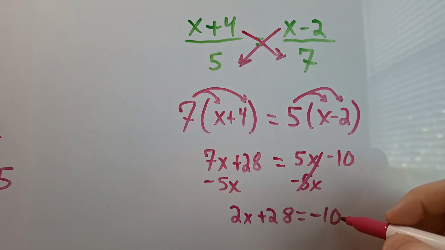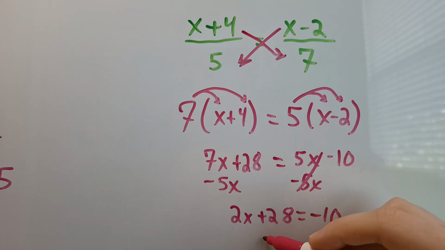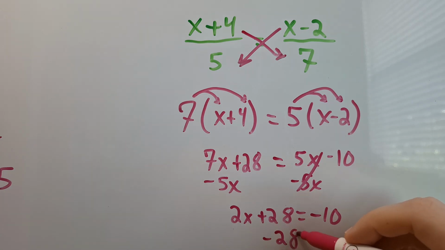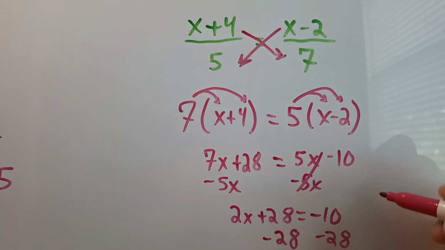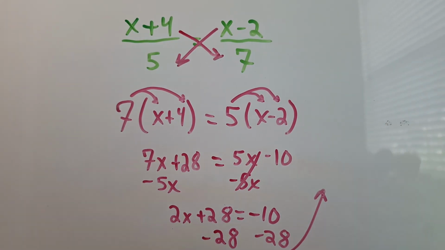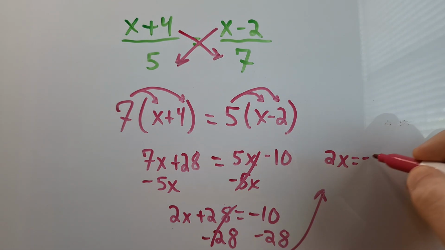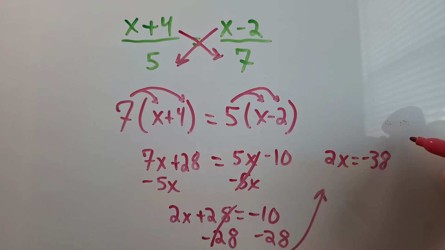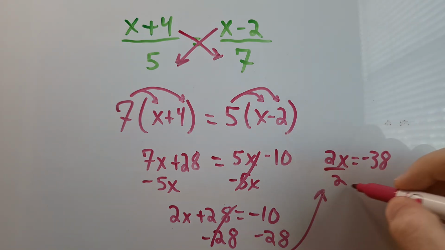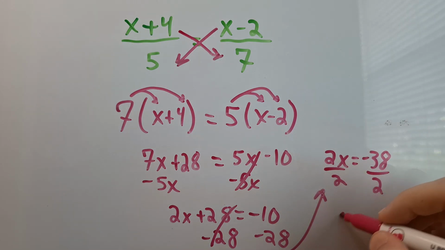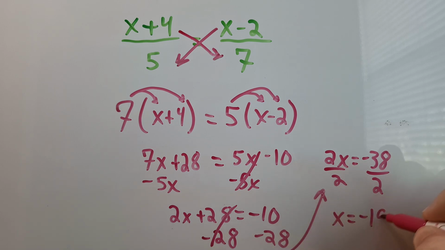Now we subtract 28. I'll come up here for this next step. That gives me 2x equals negative 38. Dividing by 2 for the final step and that gives me x equal to negative 19.